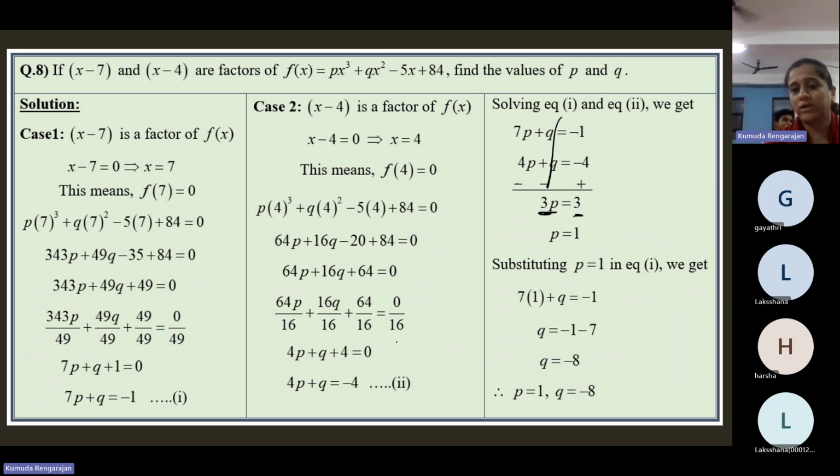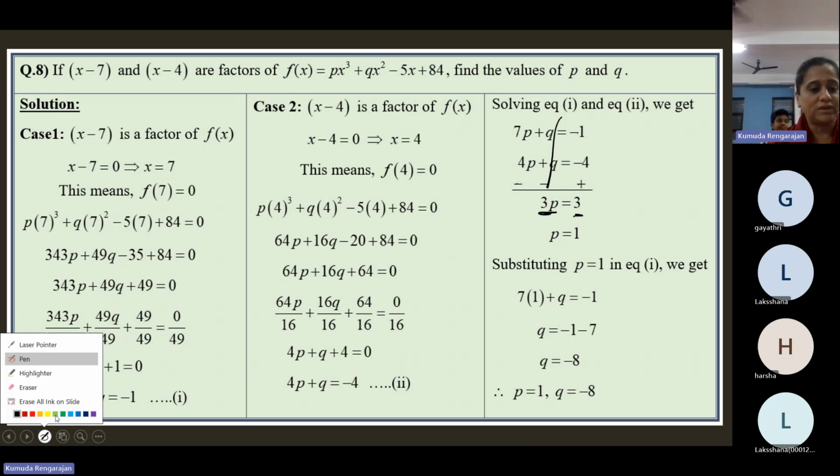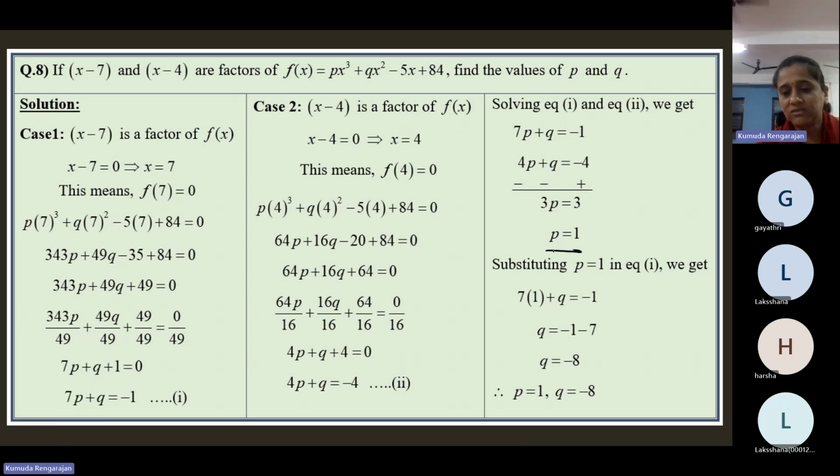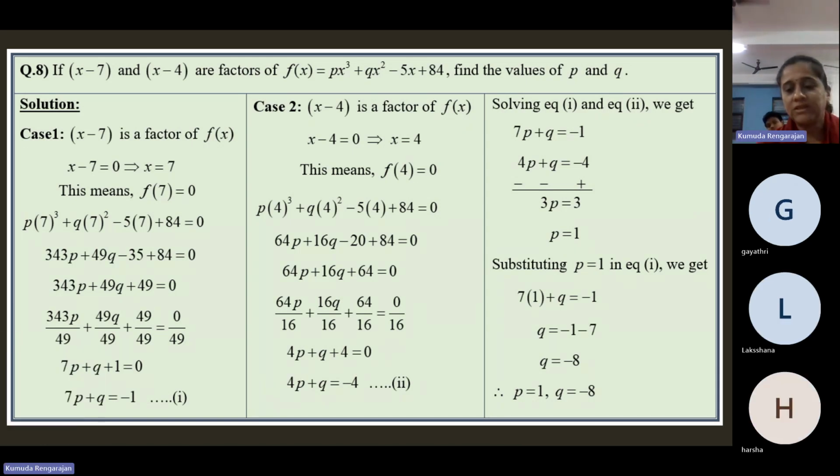So p is equal to 1. Now we found the value of p. Now put this value of p in this equation or this equation and find the value of q. So in the first equation, substitute p is equal to 1. So 7p plus q is equal to minus 1, right? What's the value of p? 1. So 7 into 1, 7 plus q is equal to minus 1. So on solving this, you get q is equal to minus 8.